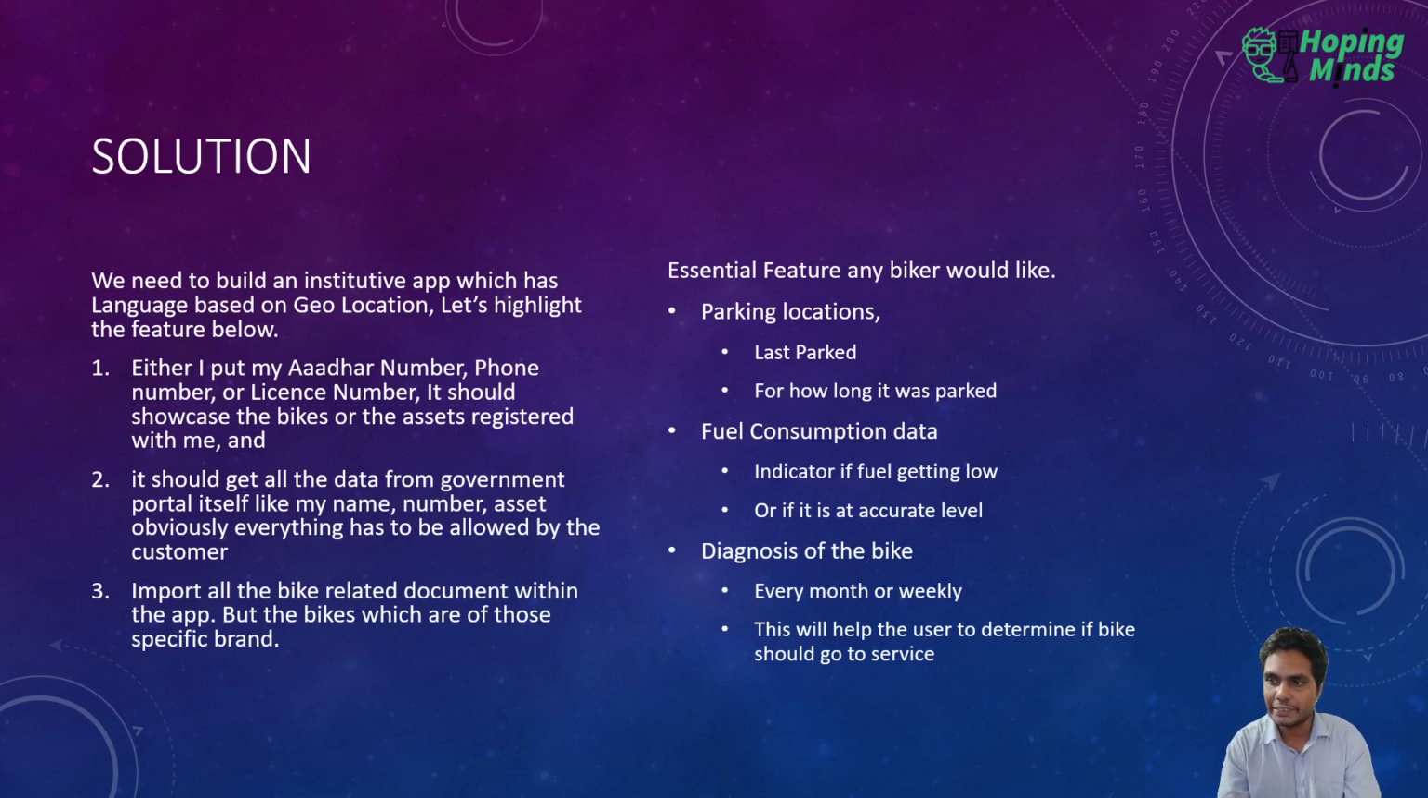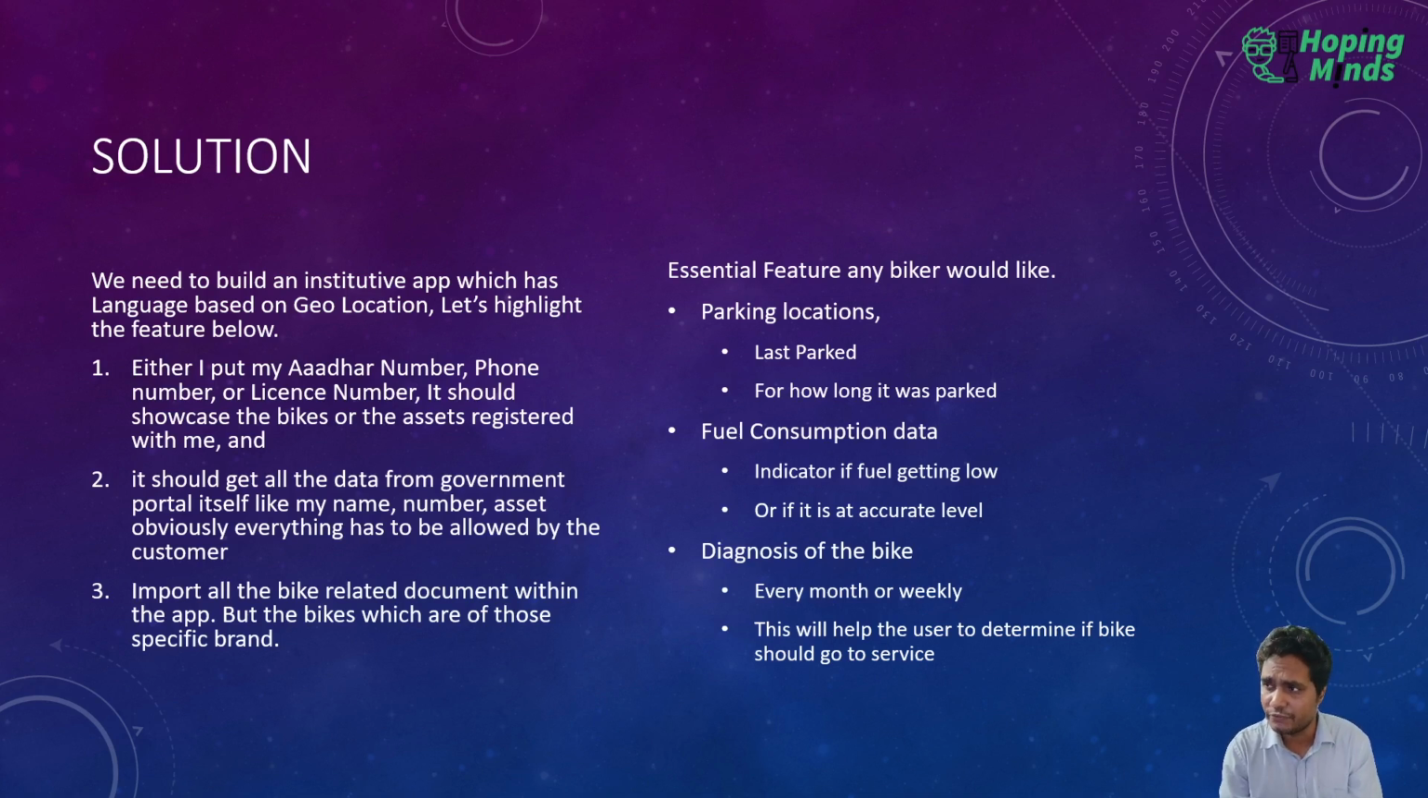Import all the bike related documents within the app itself. This is one of the problems I have seen: why do you need four different applications for the same bike? One application from the government, one from Yamaha, one from somewhere else. What if this app itself could contain all the documents for you, and whenever you are required to show a document, this will make it so much easier for the user, not to carry documents or get bothered about having too many applications.